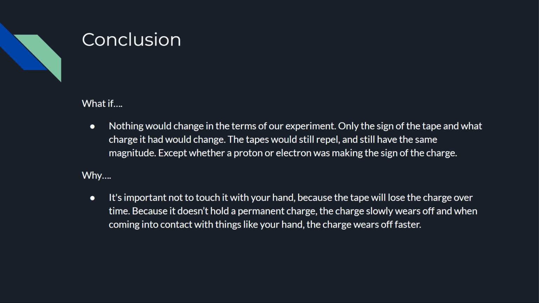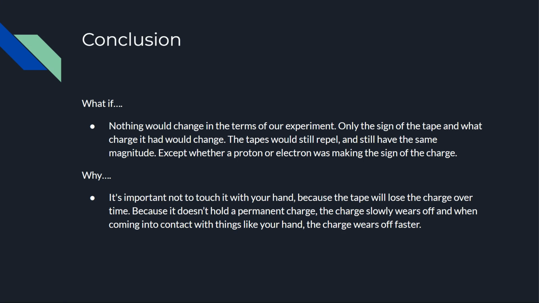In conclusion, we can look at some of the what ifs and the whys of this lab. For the what if the charges of the proton and electron were switched? Well, nothing would change in terms of our experiment, only the sign of the charge of the tape. So the tapes would still repel each other and they would still have the same magnitude. It's just that the proton and electron would have a different sign, so whichever one is attracting or repelling would be different.